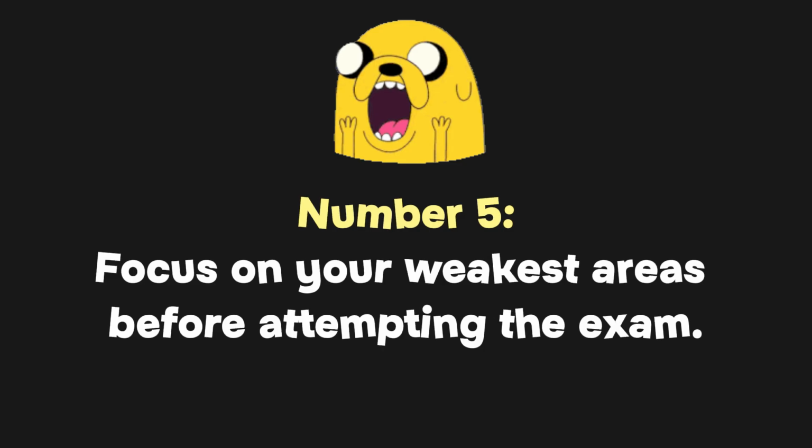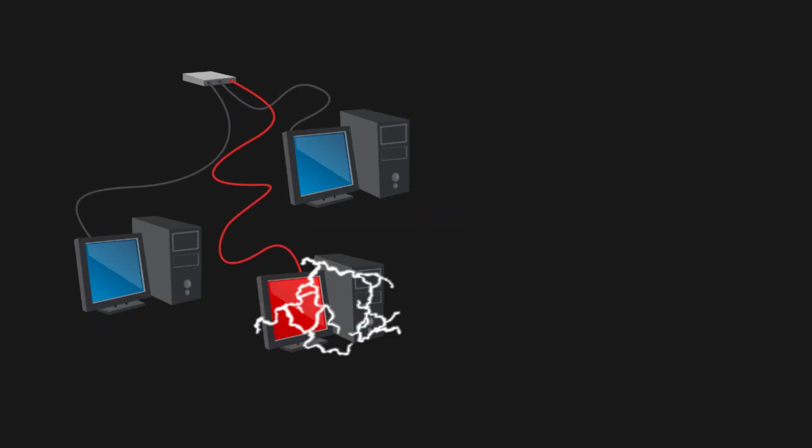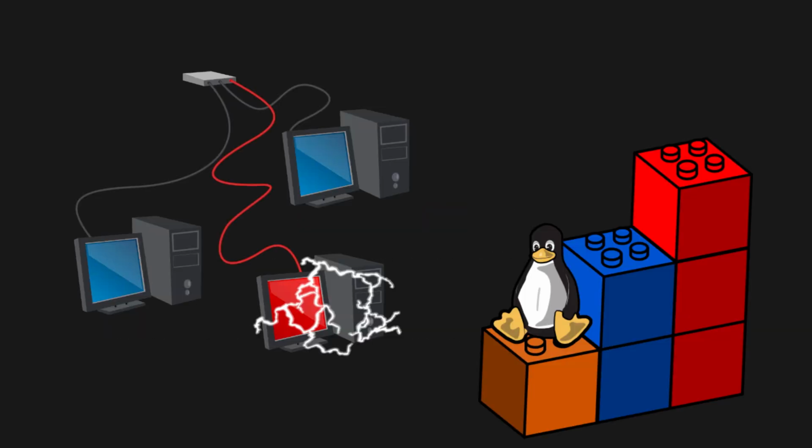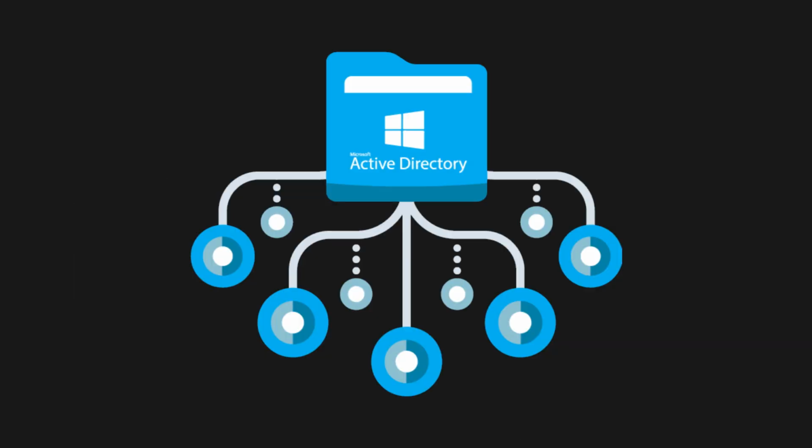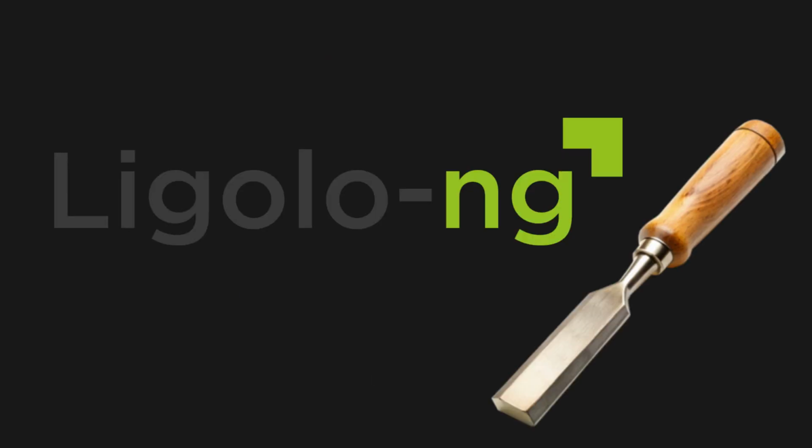Number five is to focus on your weakest areas before going to the exam. Okay, and it's different for everyone. Some people are really good with initial access, but they suck at PrivX. Some people are really good with PrivX, but they suck at initial access. Maybe you're very weak with Active Directory, or maybe you know Active Directory, but you have no clue how to pivot, right? It's very important to be well-rounded, but more on this later.